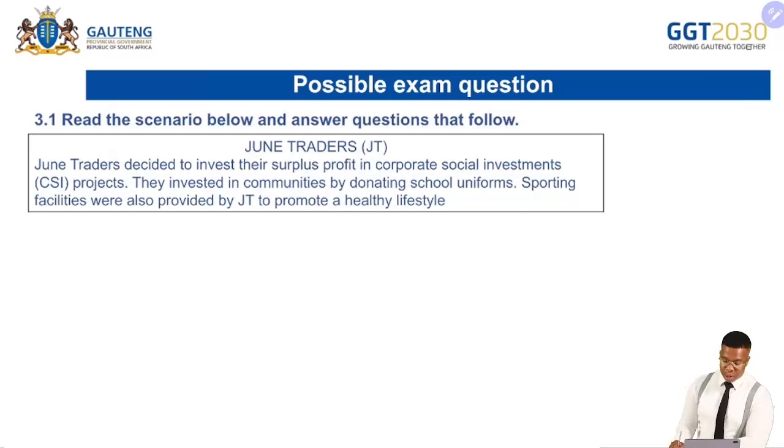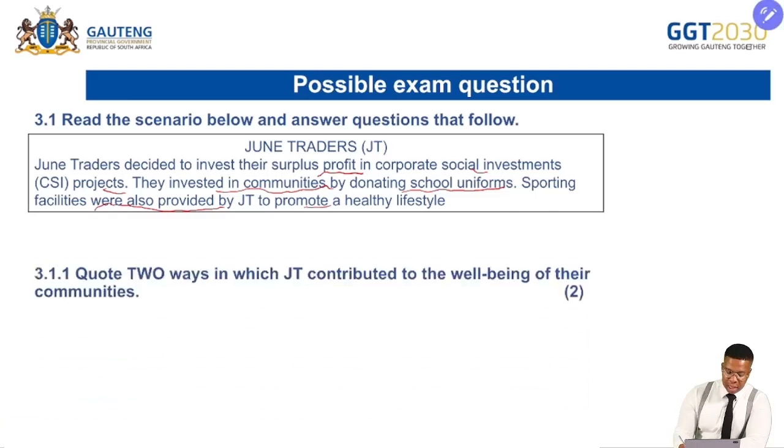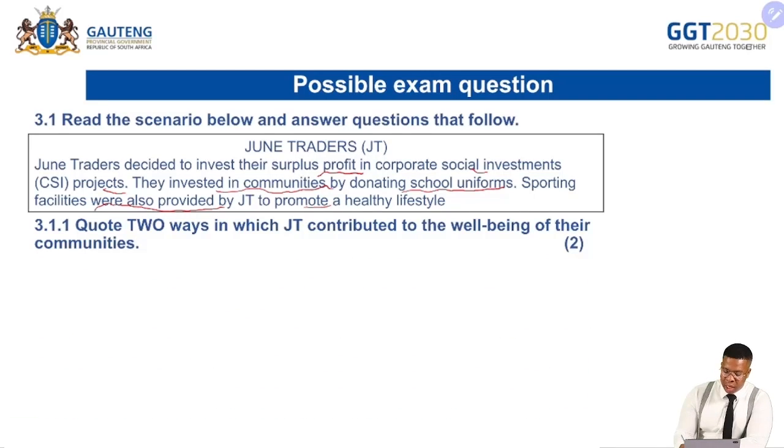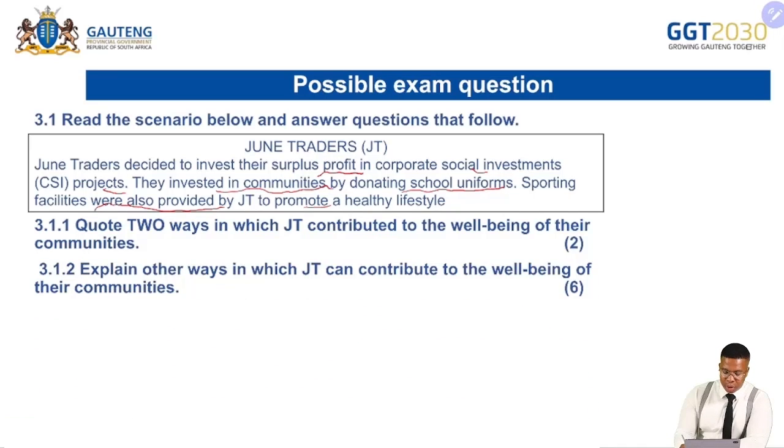Now, let us look into a possible exam question. Section B, read the scenario below and answer the questions that follow. June Traders decided to invest their surplus profit in corporate social investment projects, and they invested towards the community by donating school uniforms, and sporting facilities were also provided to promote a healthy lifestyle. Then, quote two ways in which June Traders contributed to the well-being of their community. And then 3.1.2, explain other ways in which June Traders can contribute to the well-being of their community.